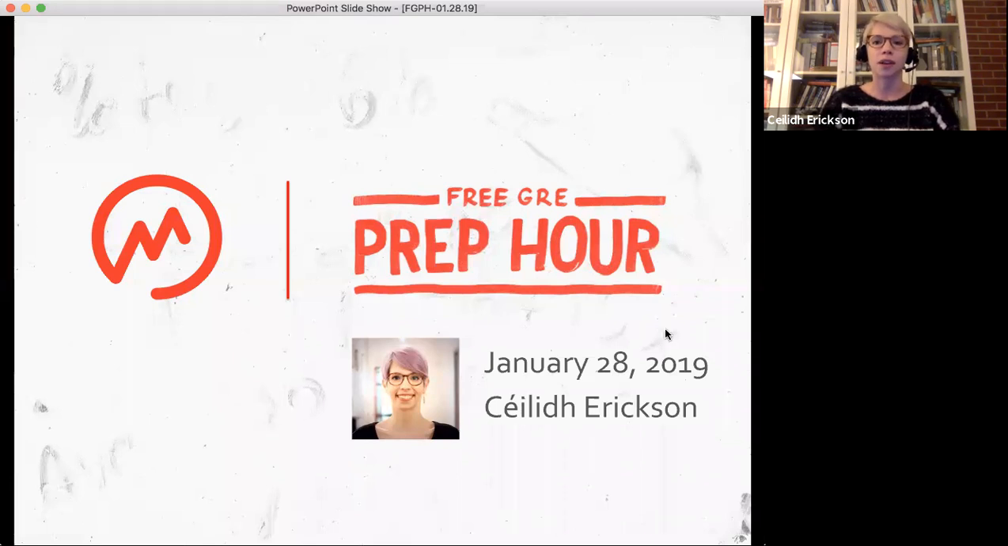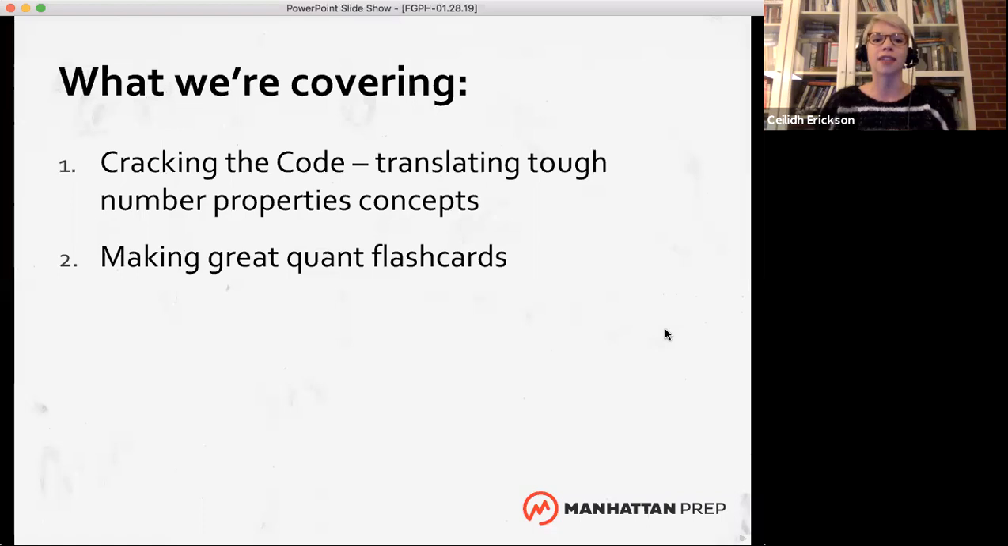Here is what is on our agenda for the evening. We are going to be looking at cracking the code. So a lot of what's difficult about the GRE is not actually solving, it's figuring out what the questions are really asking. It's cracking the code and figuring out what the question is really asking. So that is what we're all about tonight.